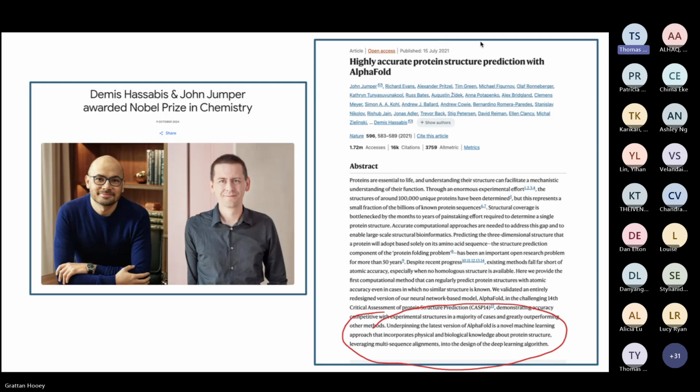I've highlighted the section here in the abstract. It's the highlighted section, so I need my glasses. So underpinning the latest version of AlphaFold is a novel machine learning approach that incorporates physical and biological knowledge about protein structure. Why is this sentence important?